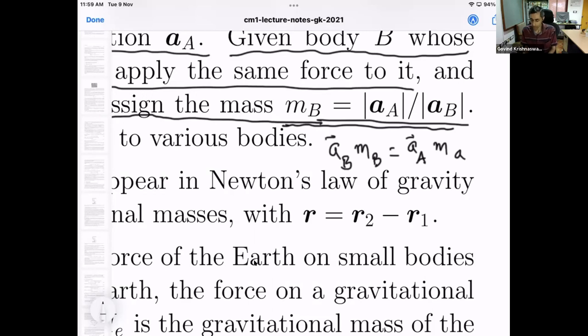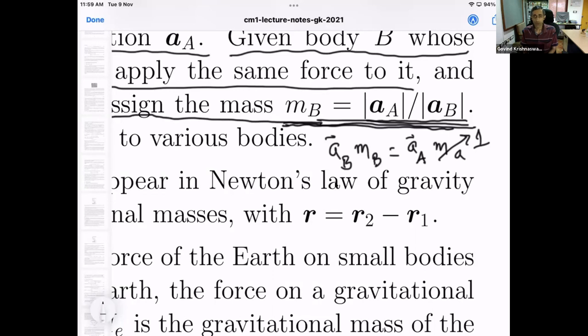And since MA has been assigned the value 1, we find that the inertial mass of MB, following from Newton's second law, must be the ratio of the accelerations of A and B. So this is our operational procedure for defining the inertial mass of a new body that you wish to assign an inertial mass to.